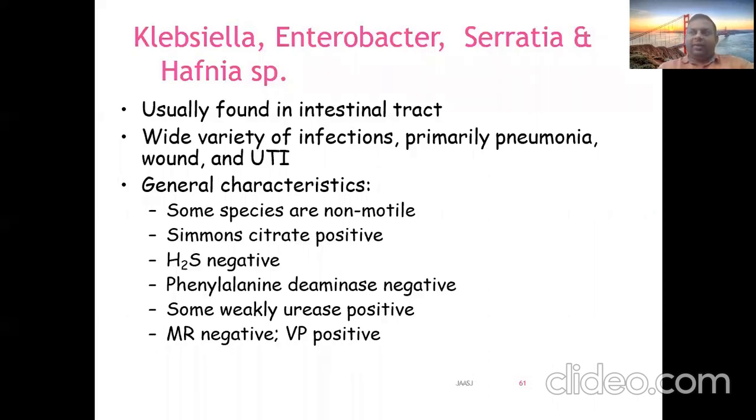About Klebsiella, Enterobacter, and Hafnia. As said earlier, they are in the Enterobacteriaceae group. Common characteristics are there. They're found in the intestine. Klebsiella is a pathogen. Enterobacter and Hafnia are somewhat opportunistic pathogens.